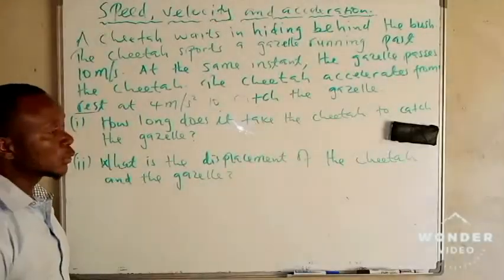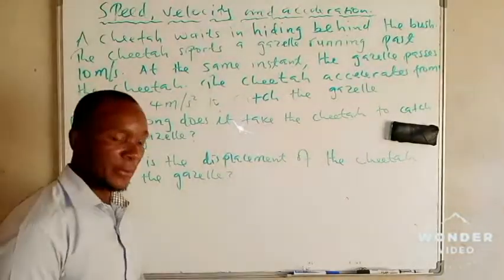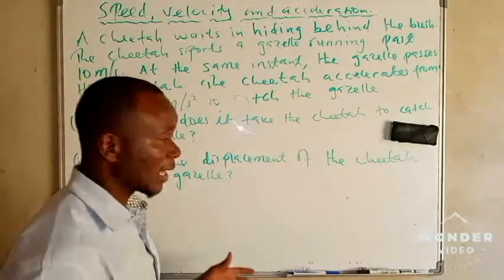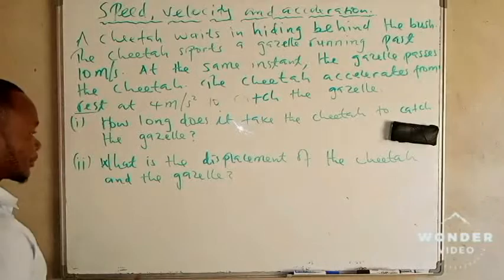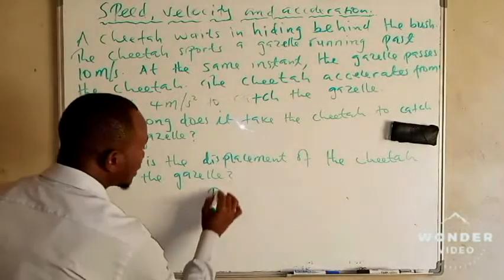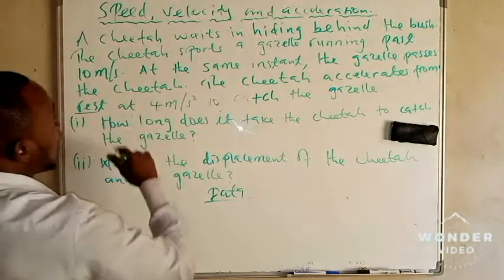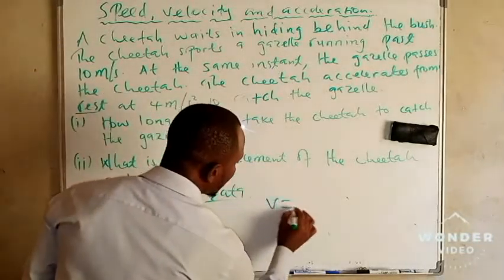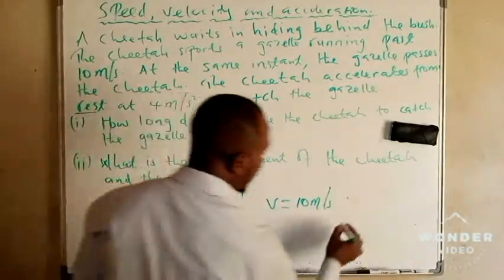The first thing that we need to do is know the data that we have, and come up with their respective equations, because one is moving at a constant speed and the other one is accelerating from rest. So the data we have is, for the gazelle, it is moving at 10 meters per second. So v is equal to 10 meters per second. This is for the gazelle.